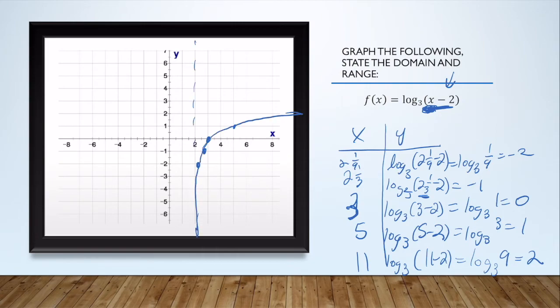My vertical asymptote has shifted to where x equals 2, and so thusly has my domain. My domain now goes from 2 to infinity, because I'm looking at all possible x values. And my range is unchanged, it goes from negative infinity to positive infinity.